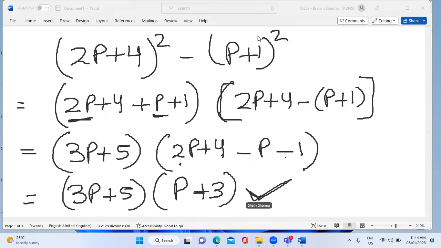I tried to cover the different possibilities in the difference of squares of two numbers or two expressions, two terms, factorization part. I hope it is clear to you.